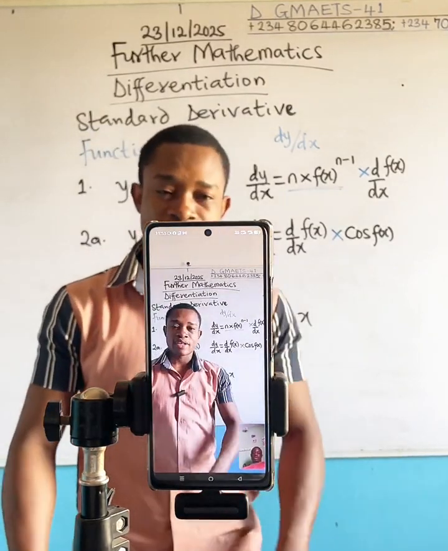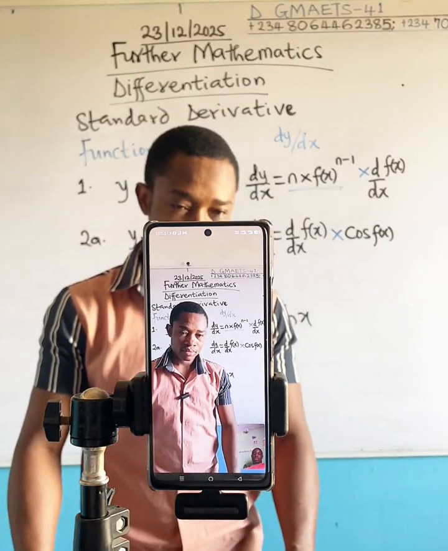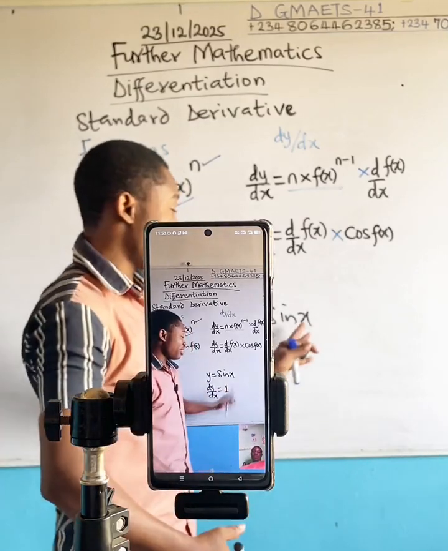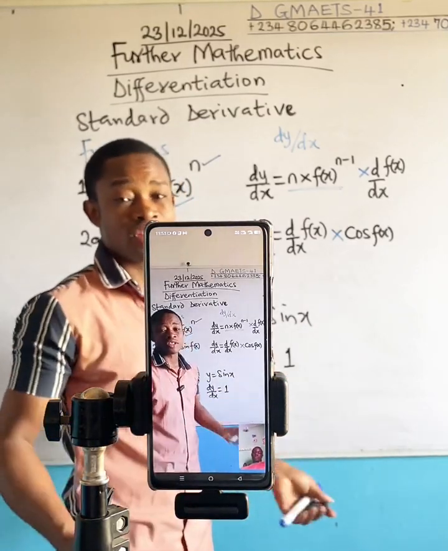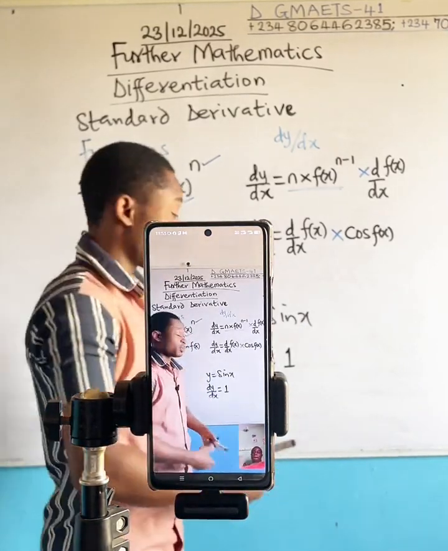X. You are very correct. If you differentiate x, what will you get? 1. You are very correct because it is in its basic form. And I told you, whenever the minor function is in basic form, you don't need to differentiate it. It's a waste of time. You're going to get 1.